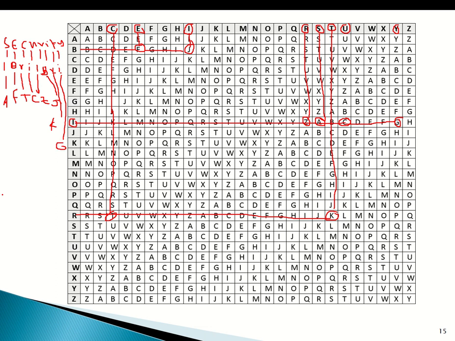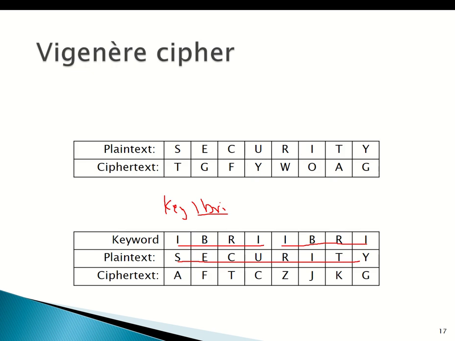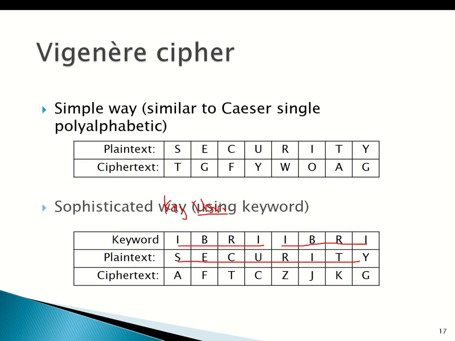So the encrypted text will be A, F, T, C, Z, J, K, and G. This is the encryption using the keyword. Remember that it's just mapping. Remember this: if the keyword is shorter than the plain text, you have to repeat it again. So this is a very good way to do that.